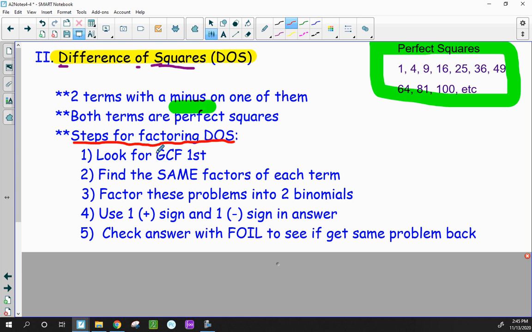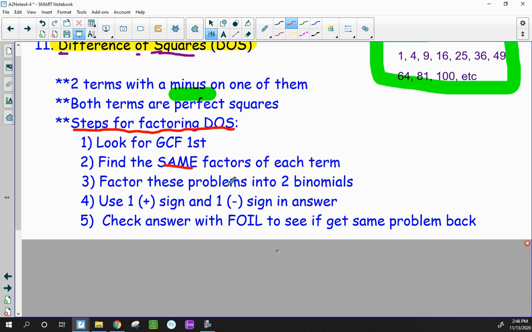Number 1, look for a GCF first. Always look for a greatest common factor first. That's the reason I started with that method today. Number 2, find the same factors of each term. Same factors of each term. So if they give me an 81, then I'm going to use 9 times 9 in my answer. Same number. If they give me 36, I'm going to use 6 times 6 in my answer.